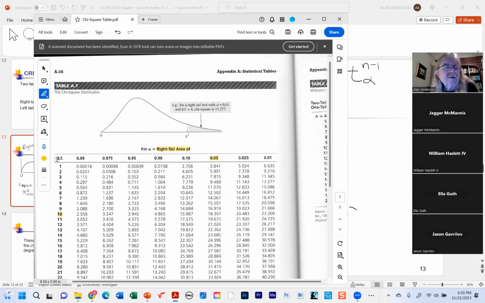All right, you see up here, DF means degrees of freedom. 5% is in the right tail. Where we combine these, it's 18.307. That's how we look them up in this table. So for this one, the critical value will be 18.307. I'm just making sure I didn't goof it up. Yeah, that's it.